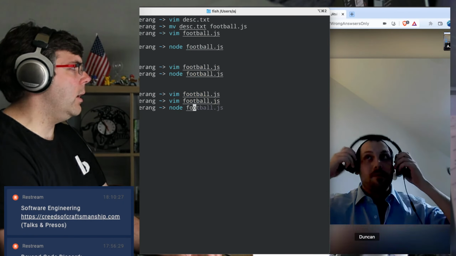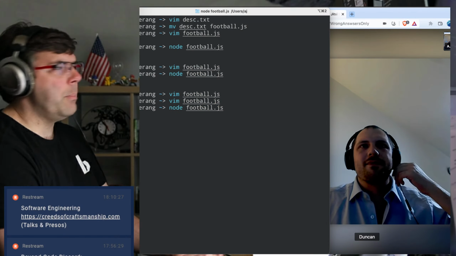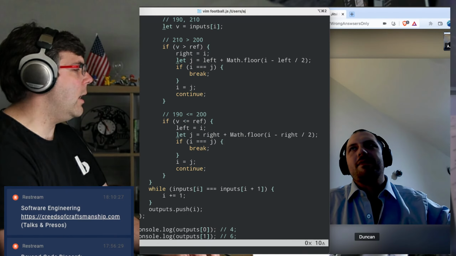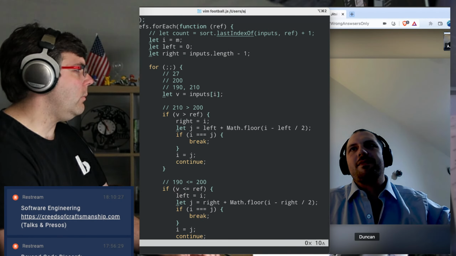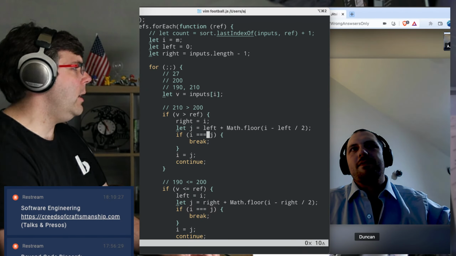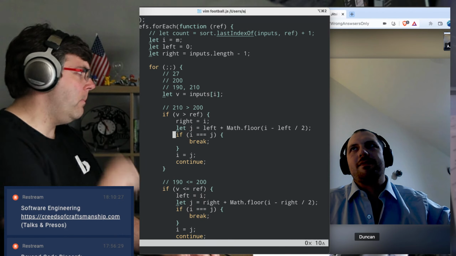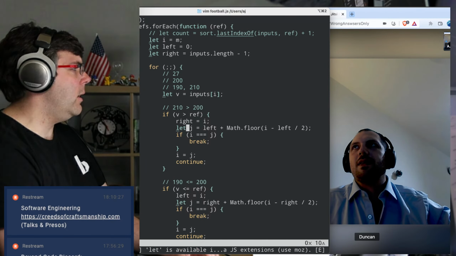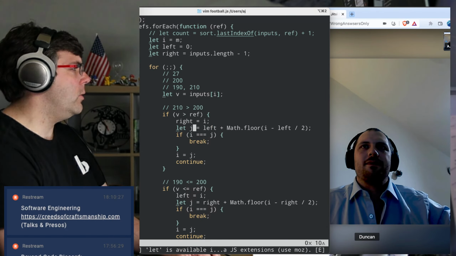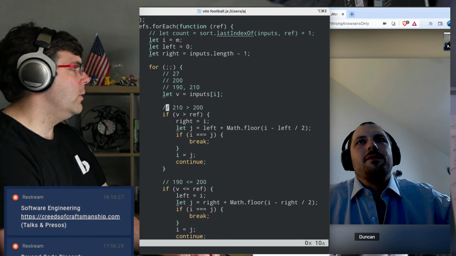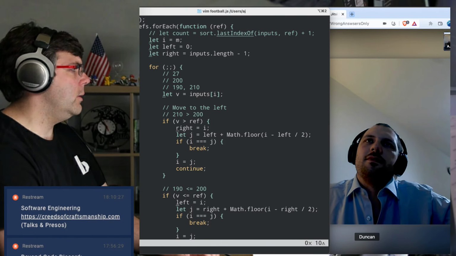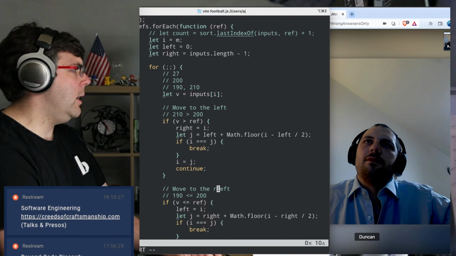So I'm going to try running this. Okay, so I've got a bug because it's just sitting here spinning. I expected that I'd probably have a bug. So for this, if inputs is equal to I. If it's greater than, then we're going to move it to the left, and this is move to the right.